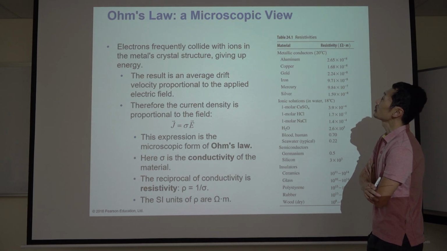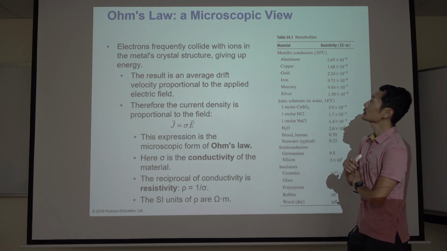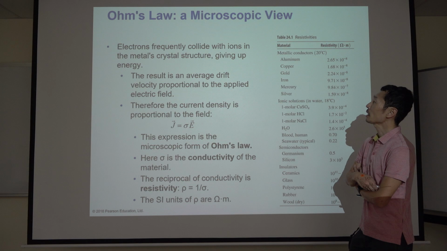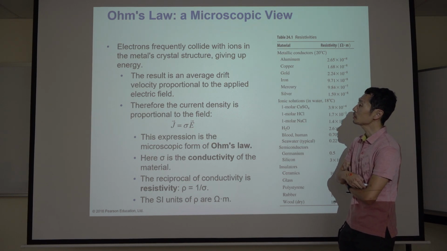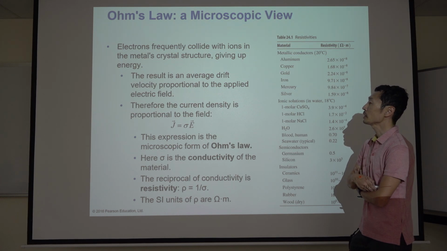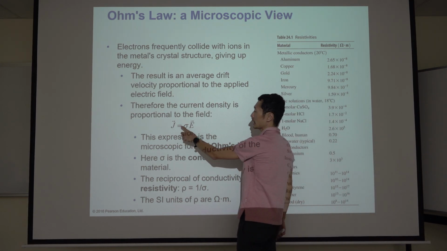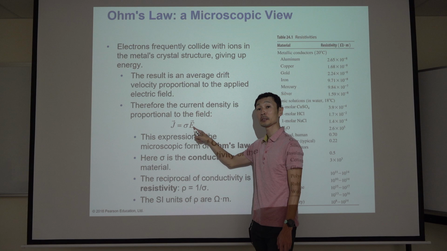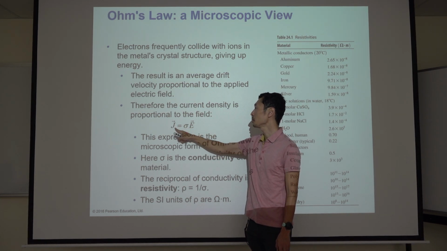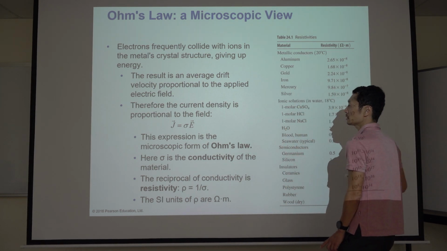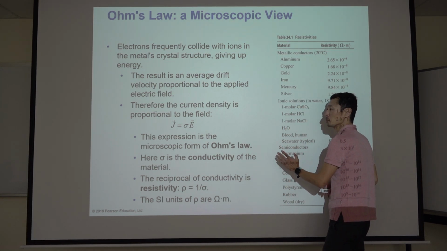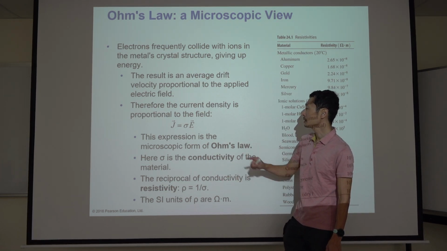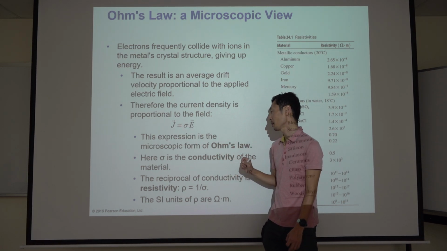Ohm's law, microscopic view. Electrons frequently collide with ions in the metal's crystal structure, giving up energy. The result is an average drift velocity proportional to the applied electric field. Therefore, the current density is proportional to the field. So current density J is sigma times the electric field. If you put an electric field or voltage here, then there will be some current. This expression is the microscopic form of Ohm's law, and sigma is the conductivity of the material. Sigma depends on what kind of material it is.